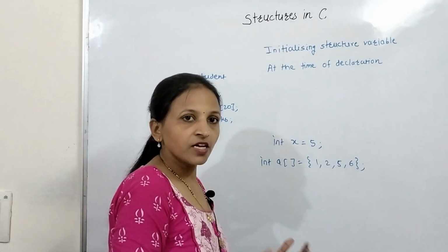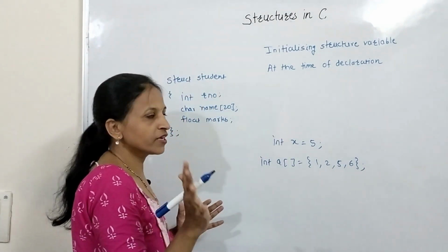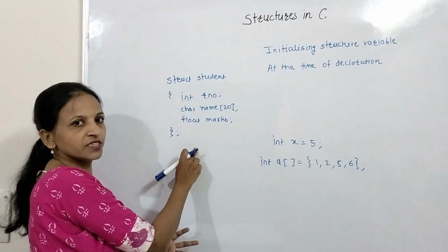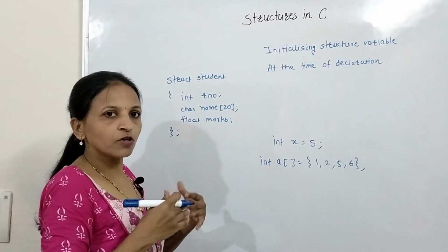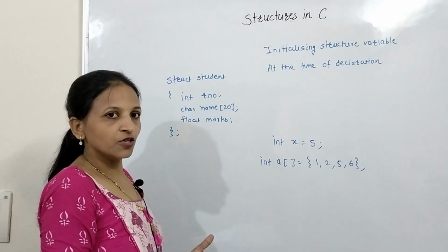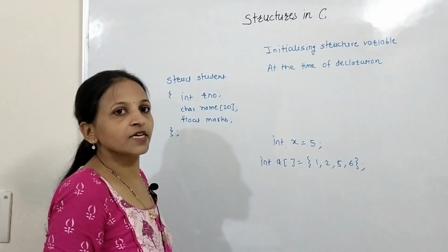In the same way we can also initialize structure variable. For example, see this is a structure student. It is having 3 members, roll number, name and marks. For all those 3 members we can give initial values at the time of declaration.